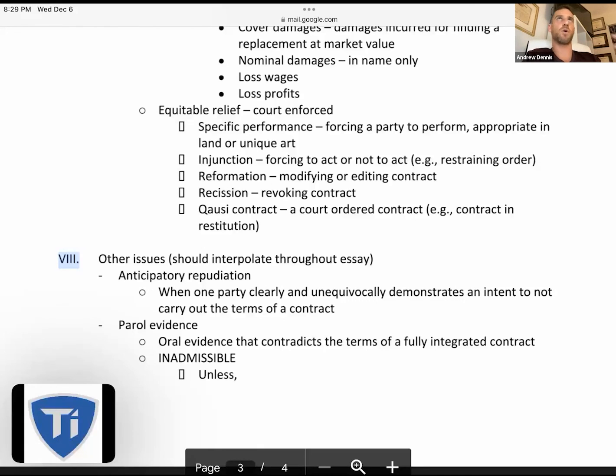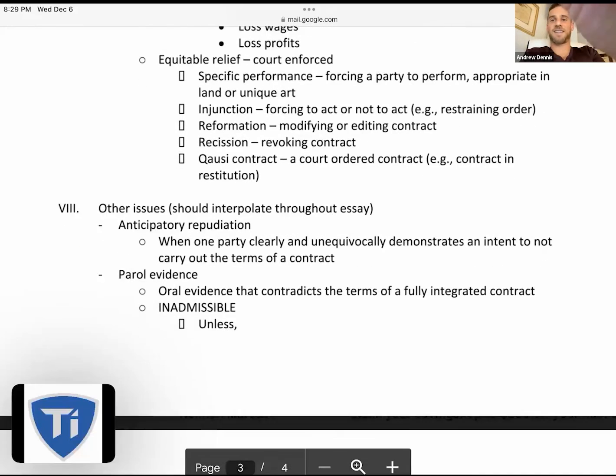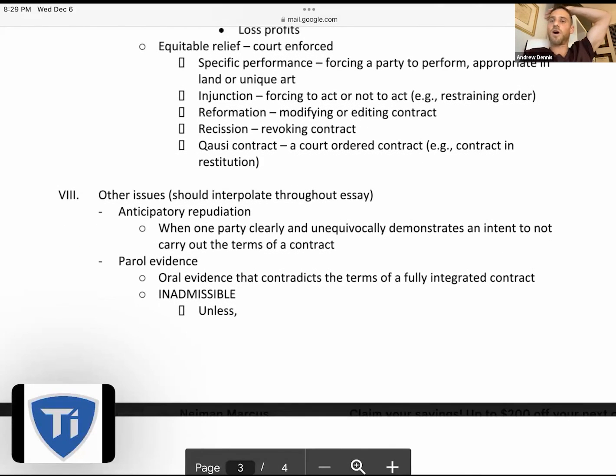Because if you can memorize it cold, you're going to pass these essays. I promise you that. All right. So Gabby, just hang in there. I'm almost finished. So, other issues that you should interpolate throughout the essay.